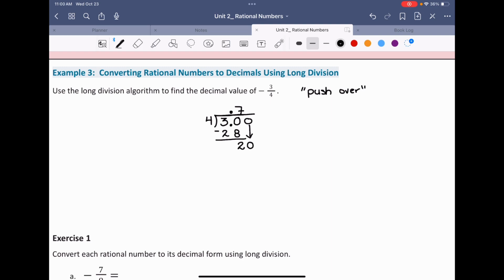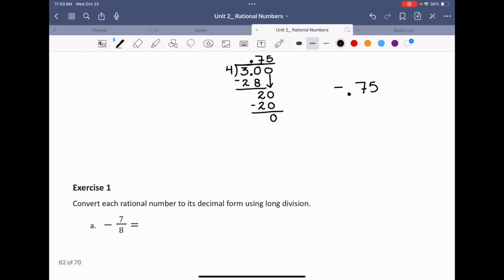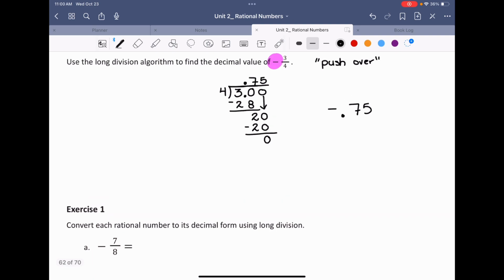4 does evenly go into 20. It goes into 20 5 times. This is why it's really important to know your multiplication facts. When we subtract, we have a remainder of 0, so we're all done. Our answer, we got 0.75, but be very careful. There is a negative here. So this tells me my answer is negative 0.75 as a decimal. Now, with your calculator, you can always double check and make sure that's really the right answer as well.